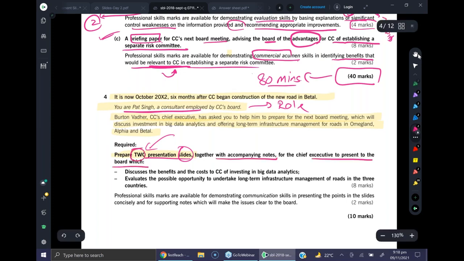So there are 2 slides I need to make. The first slide will discuss the benefits and costs both. So don't only talk about benefits, but the cost of CC investing in big data. Maybe I'll talk about 2 benefits and 2 costs. Because you know that on one slide, as part of effective communication, how many bullet points we should have? On one slide, we should have 3 bullets. Okay. Can I get more answers? Oh, 2 to 3.